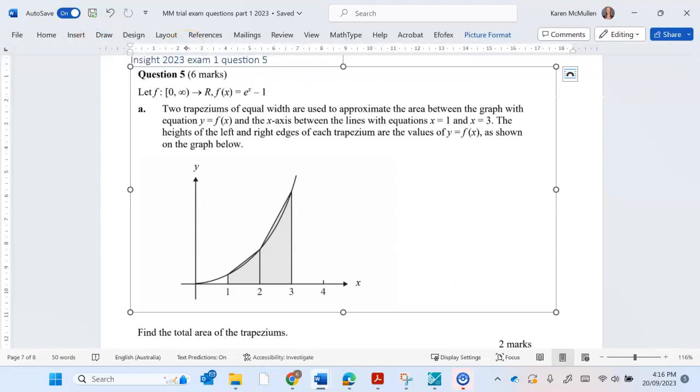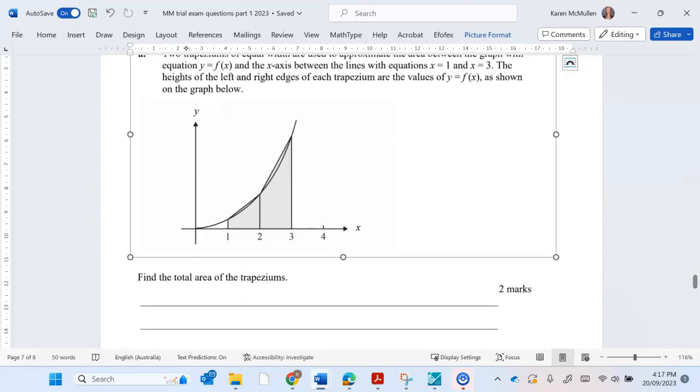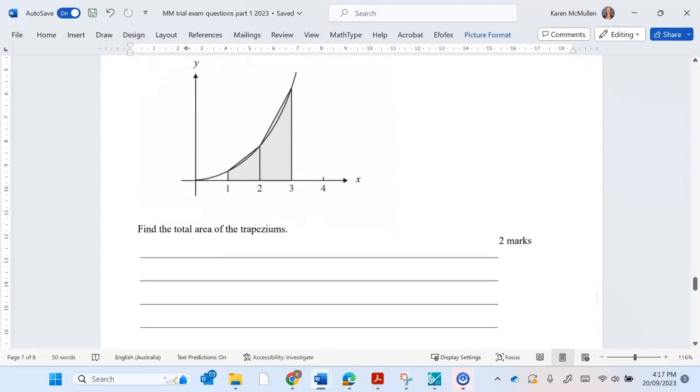All right, so 2 trapeziums of equal widths are used to approximate the area between the graph with the equation y equals f of x and the x-axis between the lines with the equations x equals 1 and x equals 3. The heights of the left and right edges of each trapezium are the values of y equals f of x as shown in the graph below. Find the total area of the trapeziums.